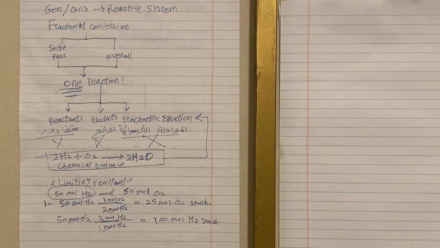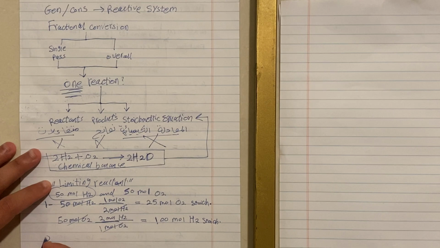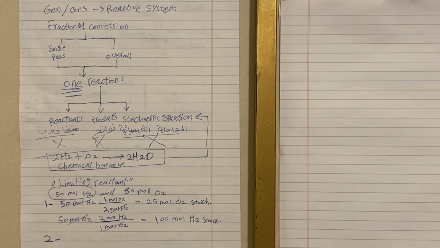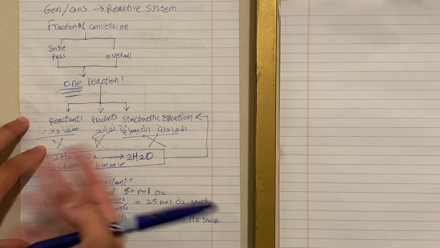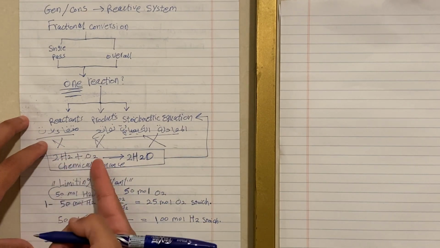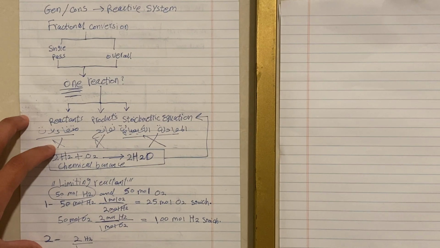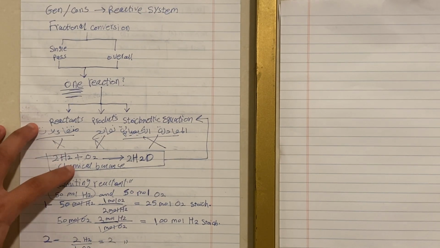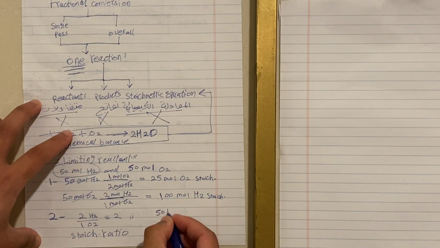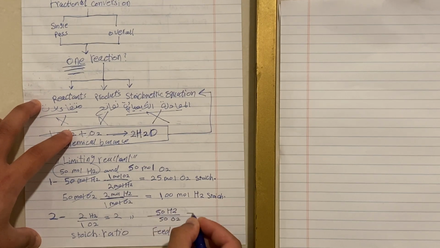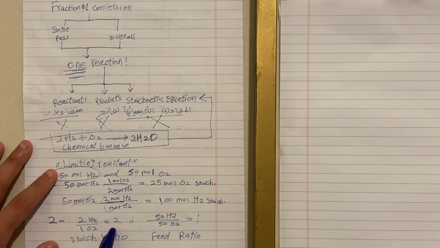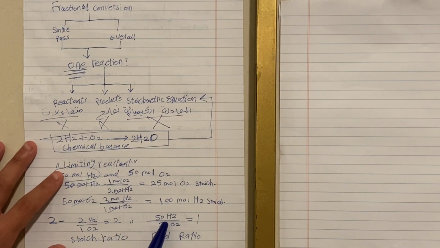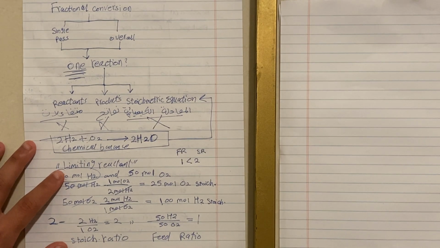I know it is blah blah blah, but here is the other method that will make your life much easier. Divide hydrogen by oxygen, or divide oxygen by hydrogen, it doesn't matter. We will try this one. 2 H2 divided by 1 O2. This is the stoichiometric ratio. Take the feed ratio, 50 H2 divided by 50 O2, which will be 1. If the feed ratio is less than the stoichiometric ratio, then it means what we put on the top is the limiting reactant, which means the one on the top, which is hydrogen, will be the limiting reactant.